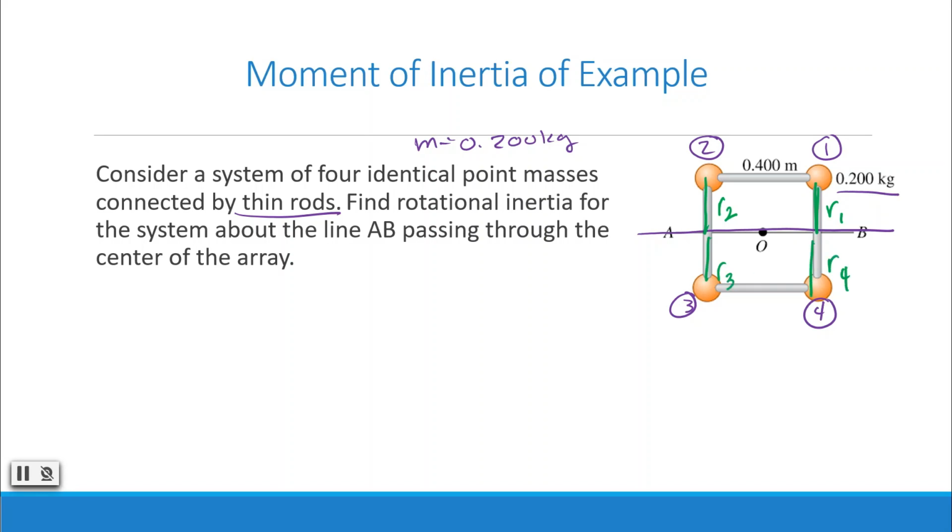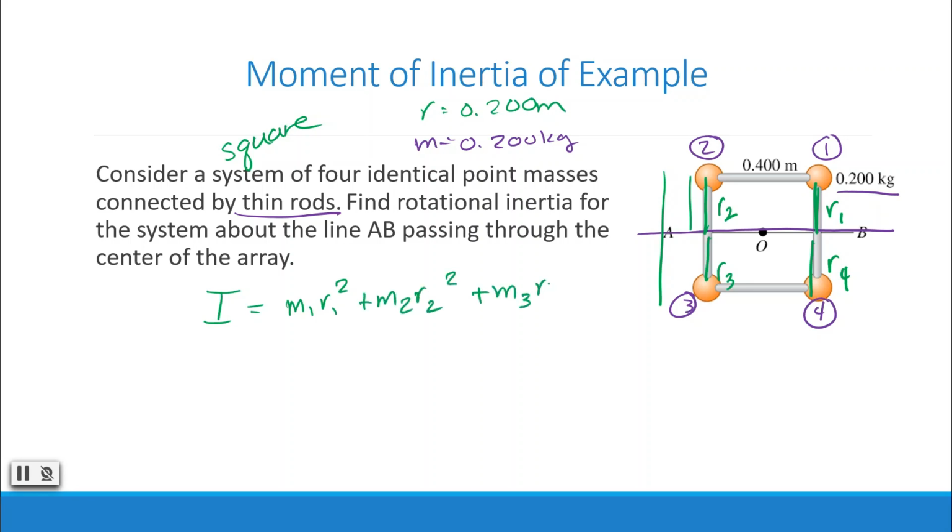Because I think we're going to assume that this thing is a square. Didn't specifically say that, but we're going to assume it's a square. So in this case, all of those R's are half the length. So the whole length is 0.4, so half the length is 0.2. So R is going to be 0.200 meters. So the rotational inertia is going to be m1 r1 squared plus m2 r2 squared plus m3 r3 squared plus m4 r4 squared. That was a cube, sorry, squared.